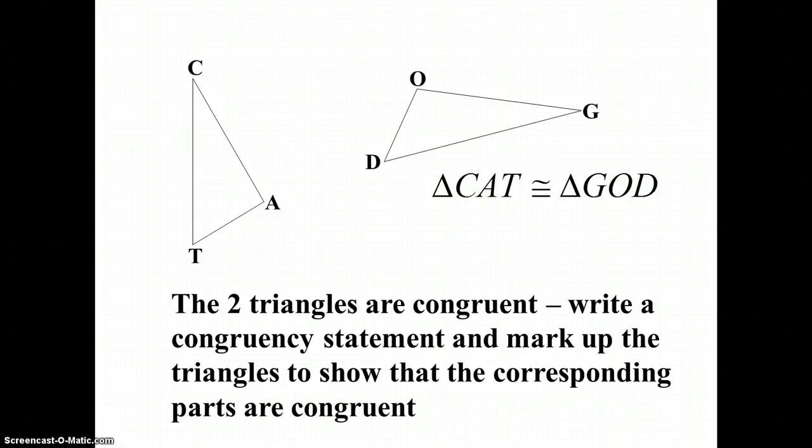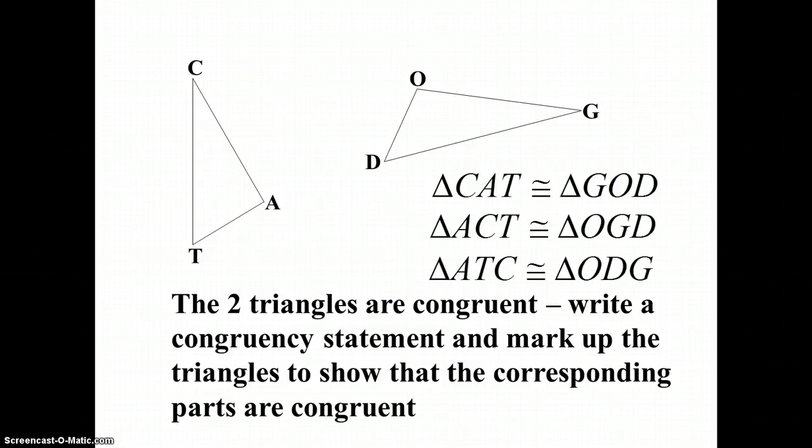But now if I changed the order of the letters on my first triangle and called it triangle ACT, then it was going to map up to OGD. And the last way we could do it then would be ATC, and that would map up to triangle ODG. Now actually there's a few more, right? I could have gone backwards, triangle TAC, triangle TCA, or triangle CTA. So there's actually 6 different ways we can name this triangle and have 6 different congruency statements.